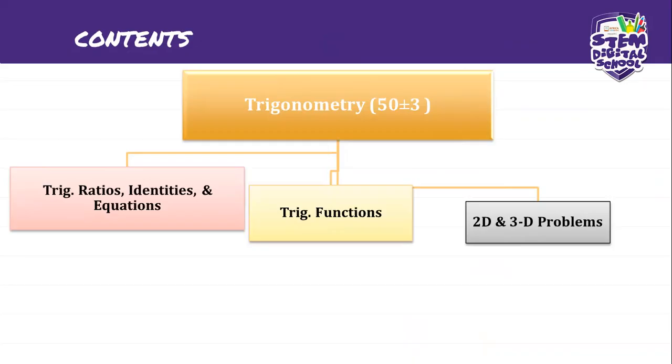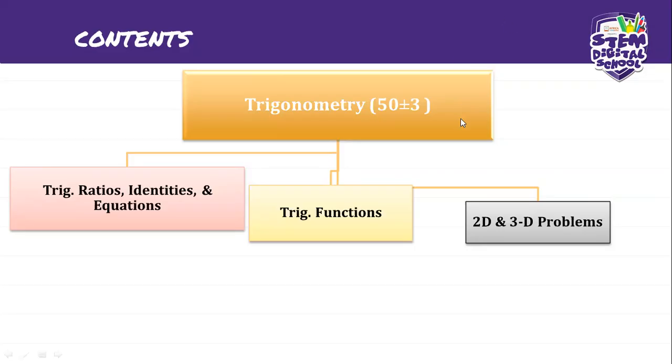All right, under content, we have 3 subtopics under trigonometry. As you can see, this topic of trigonometry contributes 50 plus or minus 3 marks for paper 2. So it's very important that one should understand everything under this topic so that when you deal with paper 2, you know that you are going to make it.